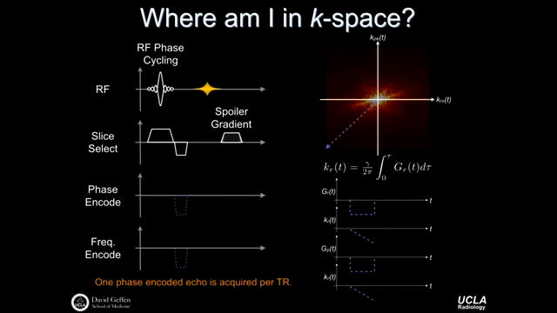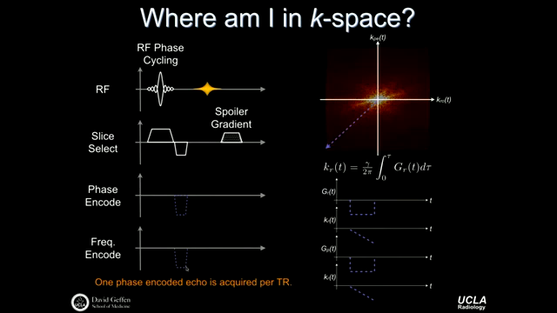So where am I in k-space? Let's go back to this gradient echo sequence that we had before. We know a thing or two about slice selection now. I said that the phase encoding gradient could be applied at the same time as the slice select rephasing gradient. It doesn't really matter. We have this phase encoding gradient, and it also overlaps with the so-called frequency encoding gradient.